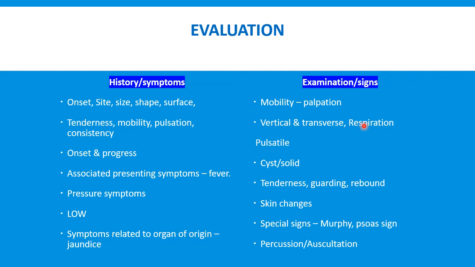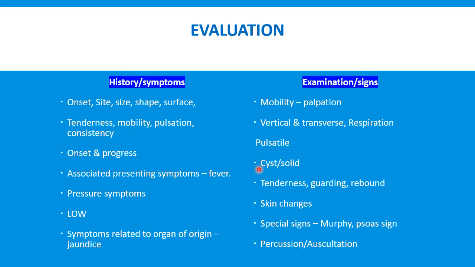Then to determine whether it's pulsatile is very important. Okay, as I said, a pulsatile mass suggests vascular origin. And the most common will be your aortic aneurysm or aneurysm of any smaller vessels as well. Together with this pulsatile mass, you have to also look for a bruit. A systolic bruit will suggest it is a vascular lesion.